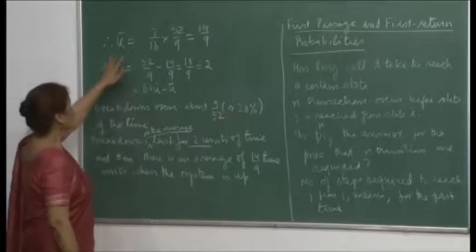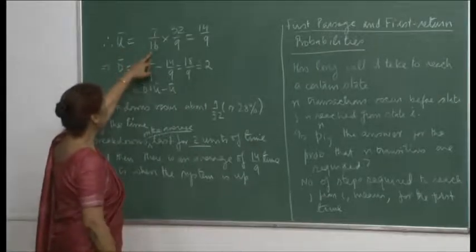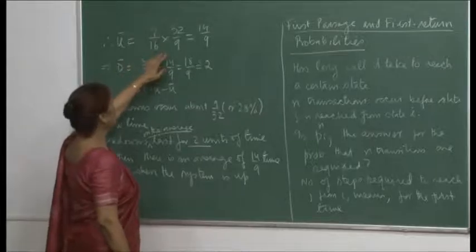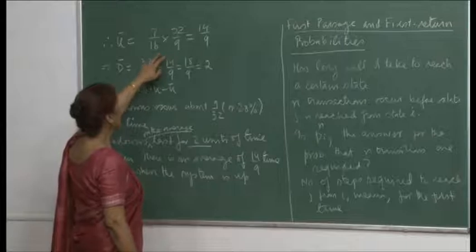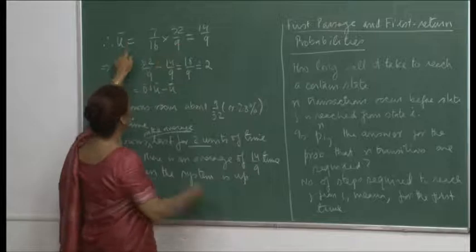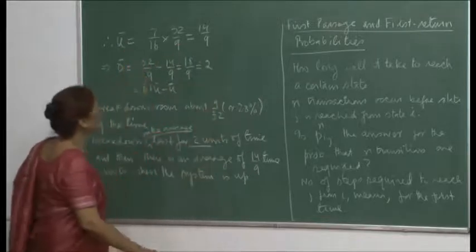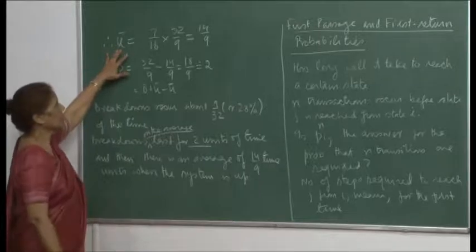Yeah. So, therefore, we saw that u bar will turn out to be 7/16, which is pi 1 plus pi 2, divided by u bar plus d bar, which was your rate of breakdown. So, that was 9/32. So, then we multiply and it will be 32/9. So, this u bar comes out to be 14/9. That means, this is the average amount of time for which the system will be up.